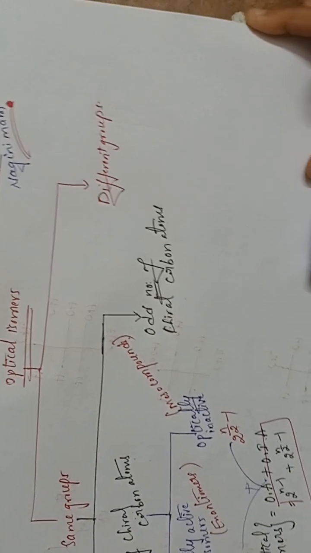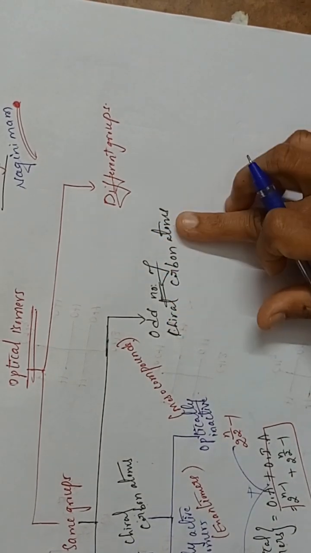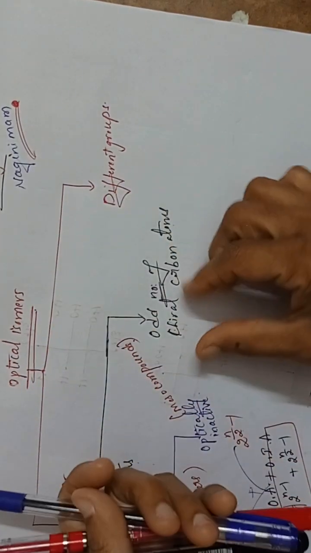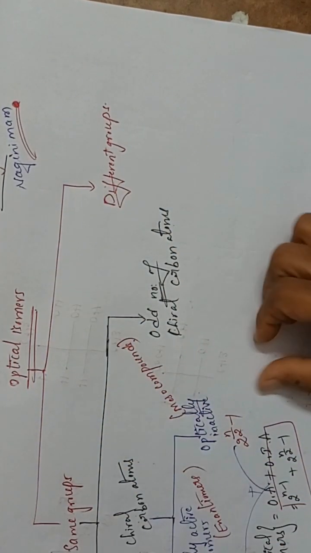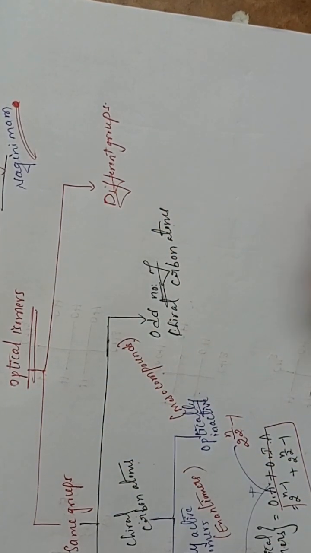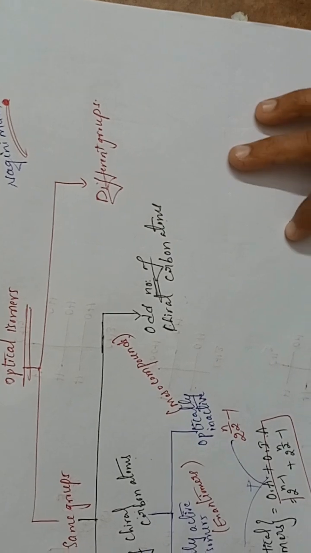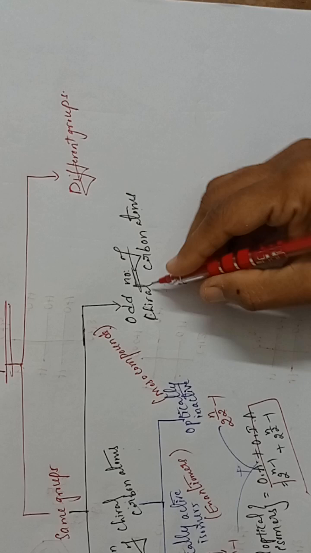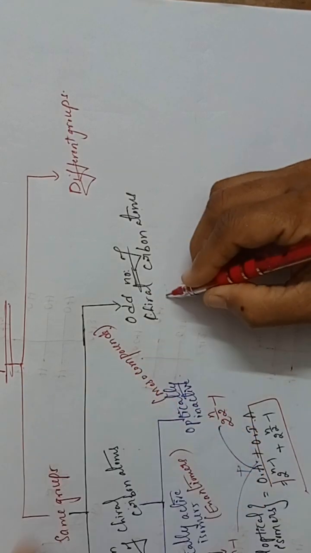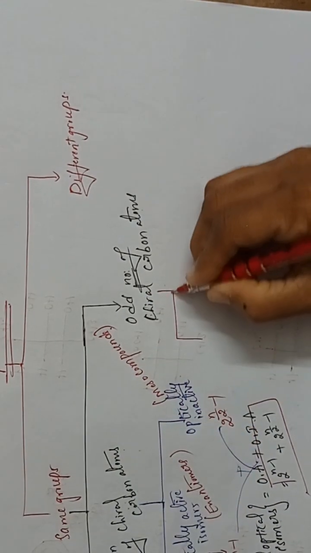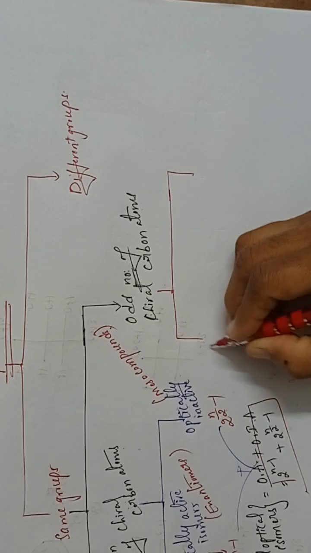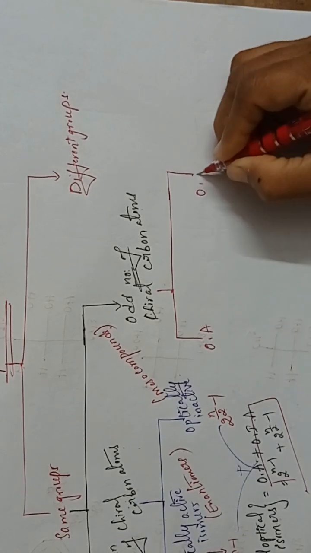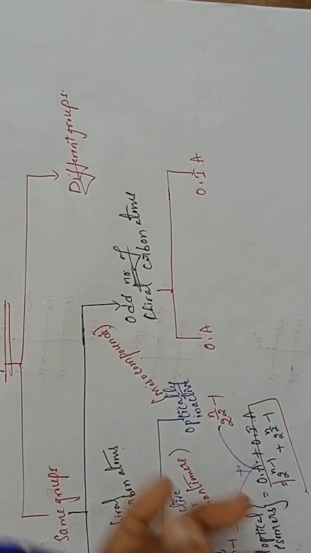If the given compound has an odd number of chiral carbon atoms, how do we calculate? What is the formula of optically active? What is the formula of optically inactive? How to calculate total optical isomers? Now see here, odd number of chiral carbon atoms. If the given compound contains an odd number of chiral carbon atoms, students, what is the formula? Optically active, optically inactive isomers.